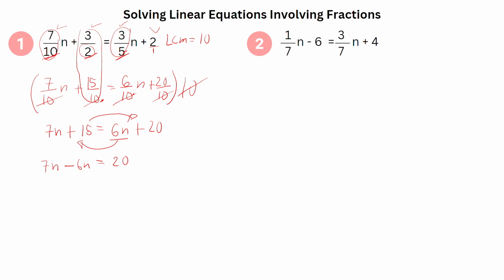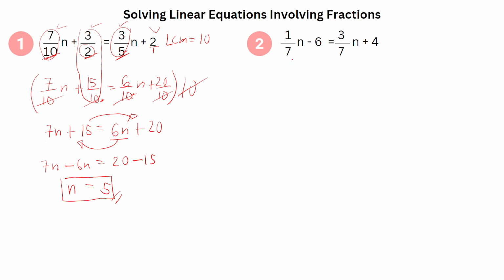However, 15 will become what? Negative 15. Next, what's 7n minus 6n? That is n equals 20 minus 15. That is 5. That's why our final answer for number 1 is 5. Again, if there's still something not clear here, you may try to rewind or go back again in the video. Or if it's still not clear, you can ask me.